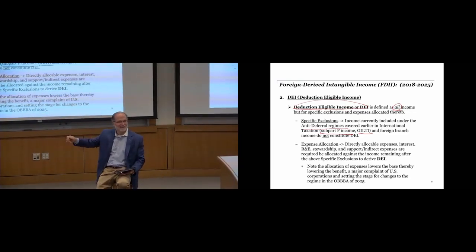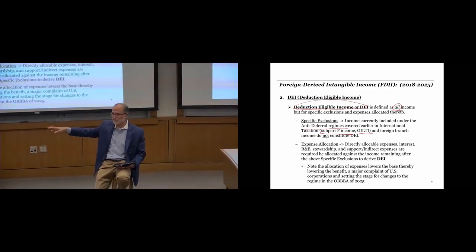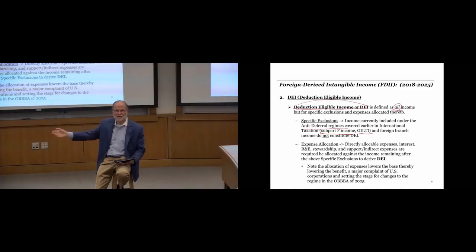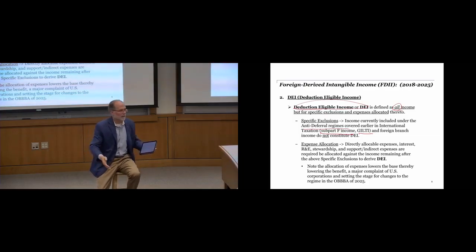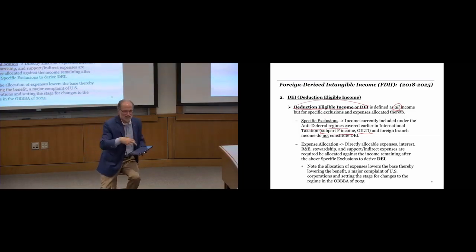My GILTI income, that's my stick. That's the income that you earn in your CFC under that regime that is currently taxed in the United States. I don't want to incentivize that either. And foreign branch income that flows through directly to the United States, I don't want to encourage that either. So I start off broad and I start carving off things that are foreign so I get to my deduction eligible income. I like to think of it as my U.S. centric activities.